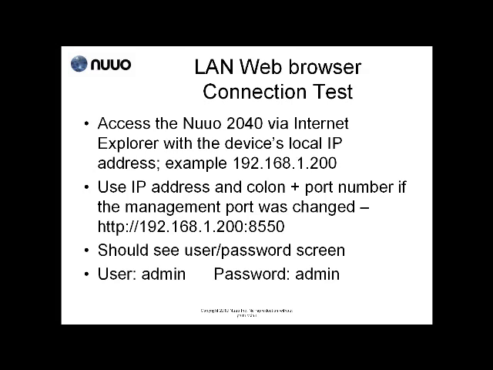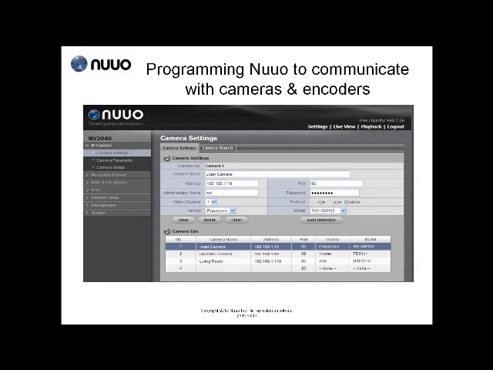Now we're going to program the cameras individually into the NUO 2040 so it can access the cameras and get the video. Here you see one of the cameras. I've got the 4-camera unit, the 2040, camera number 1. The camera's got a name, Joan camera. That's my wife. Address, that's its local IP address for the camera.